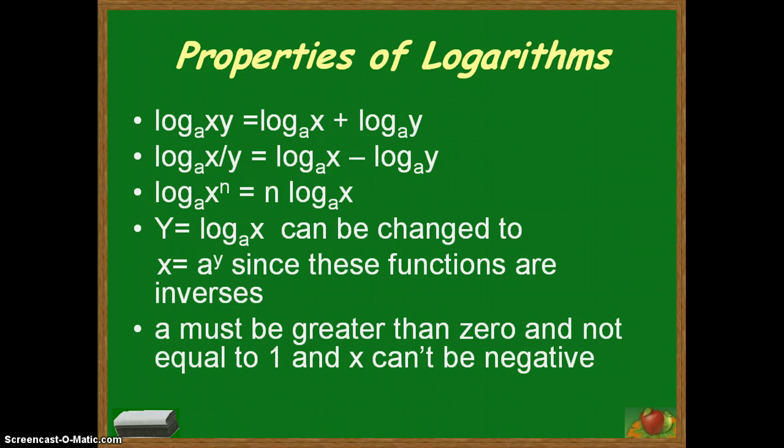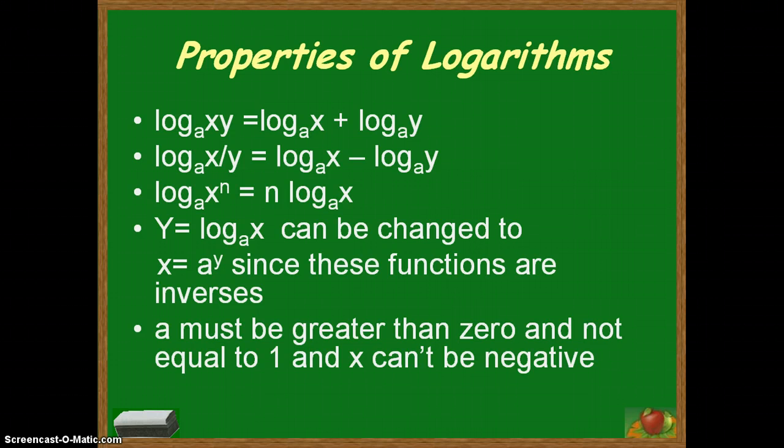You may have had this in your trig class or your algebra 2 class, but it's probably a good idea to go over it again. If I have the log of a product, say xy, that can be rewritten as the sum of the individual logs. In other words, the log a of x plus the log a of y. Along those lines, the log of a quotient, x divided by y, can be written as the difference, log a of x minus log a of y.